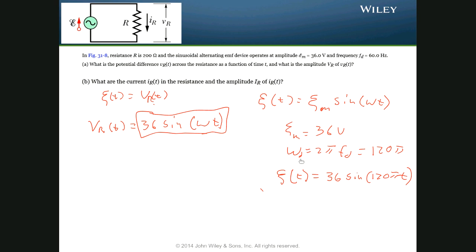And then if we look at part B, it says, what is the current in the resistance and the amplitude of I_R? Well, we know that V equals IR. So we have I equals V over R.